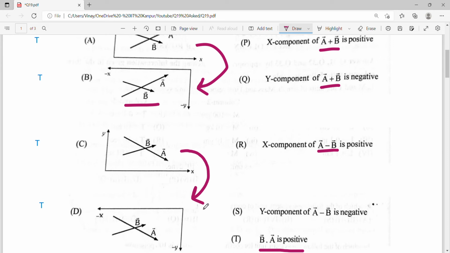Sorry, you will try to find the answer for C, and then from that you will try to get the answer for D as well. ठीक है, यही करना है. Now, coming to the option A.